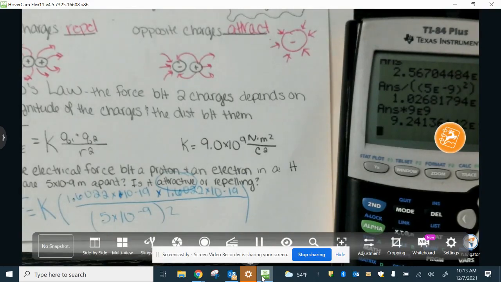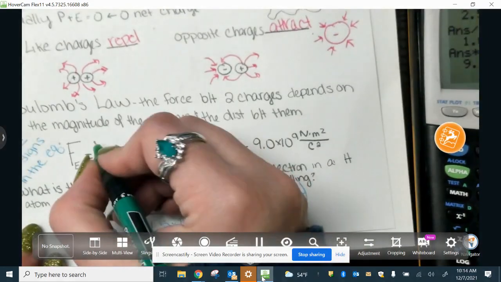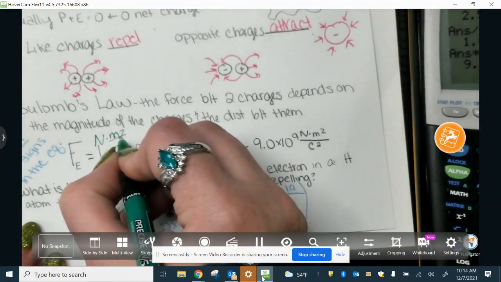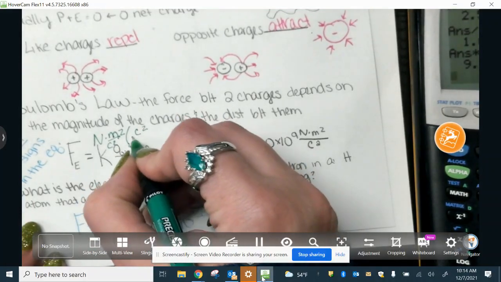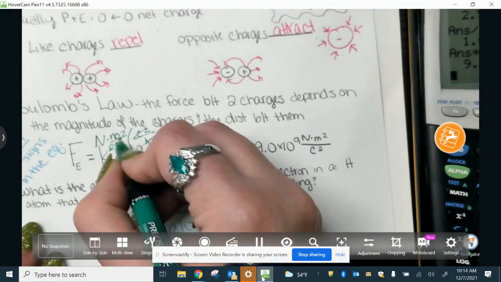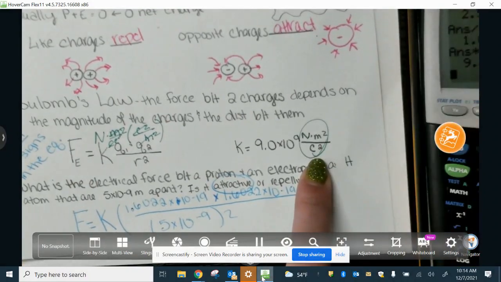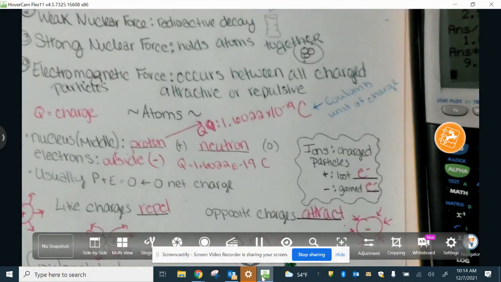Y'all don't have to write this. I would say don't write this because it's going to mess up your notes. But look, this is newtons times meters squared over coulomb squared. This is C times C, so this becomes coulomb squared. This is in meters squared. So C squared cancels out, M squared cancels out, and you're left with N. So all of this mess right here is just units. And you end up in newtons because it's a force. Again, I didn't want you to write that down.